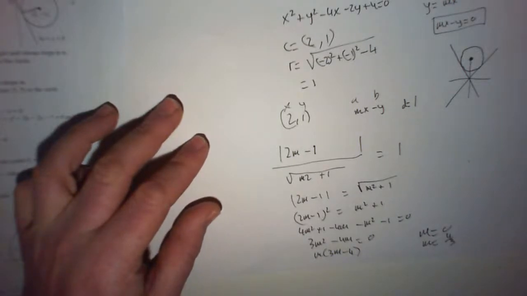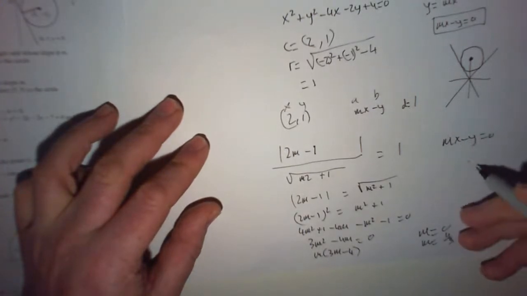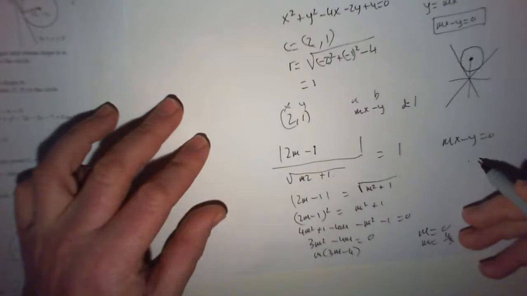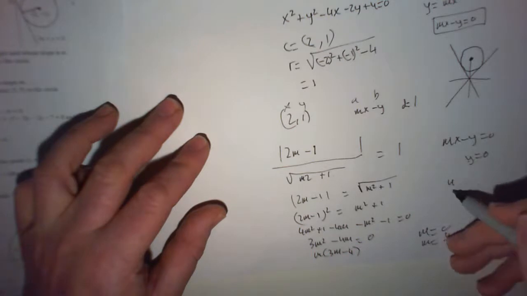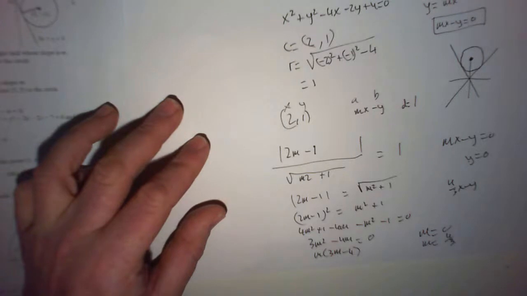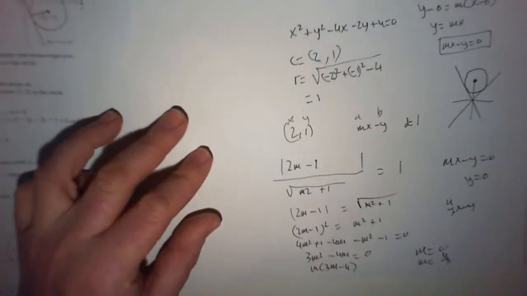So there's your two possible tangents. Let's do the two tangents now. This is our general formula for the tangent. If m is 0, then one of them is going to be y equal to 0, so the x-axis. And the other one, if m is 4 over 3, then you're going to have 4 over 3 x minus y equals 0 as the other possibility. It doesn't look nice, but it is what it is. You could draw them, but I'm not going to draw them.